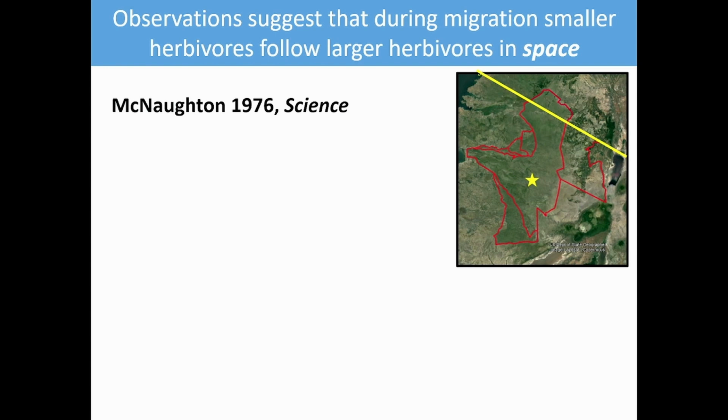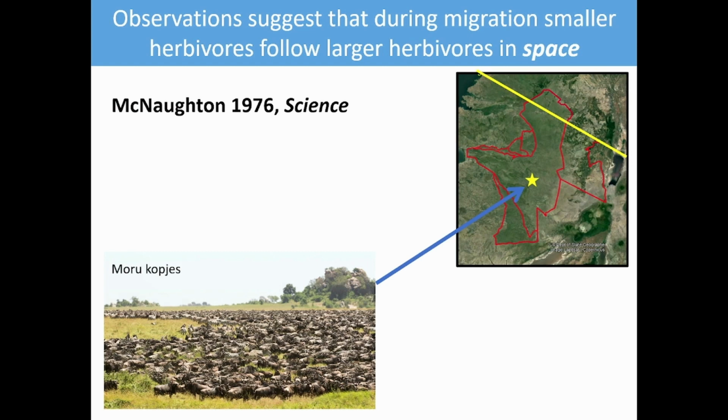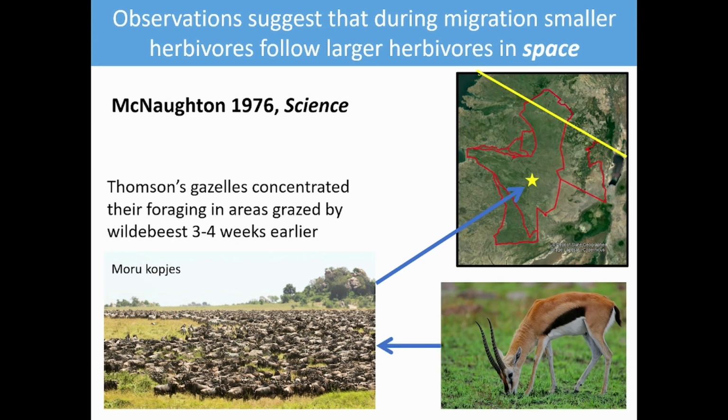What else do we know? We know that smaller herbivores tend to follow larger herbivores in space. This is a paper that was published by Sam McNaughton in 1976 in Science. And what he found is that after a huge accumulation and buildup of wildebeest in the Moru Kopjes area of Serengeti, this was followed by the subsequent grazing by Thompson's gazelles roughly 3 to 4 weeks after.